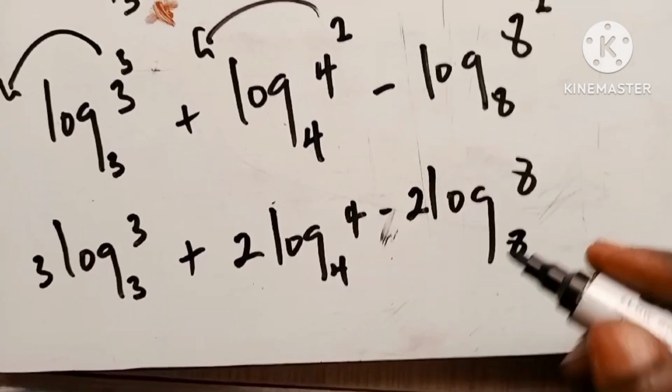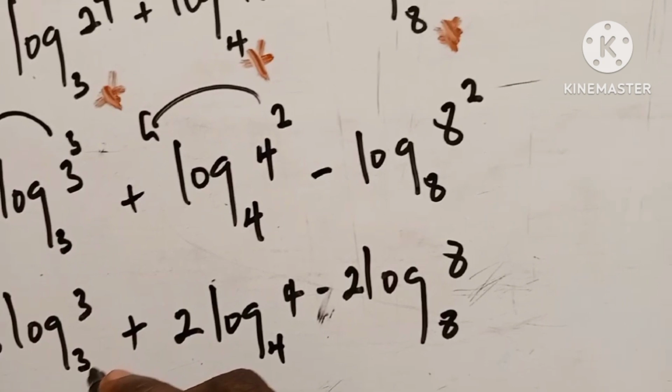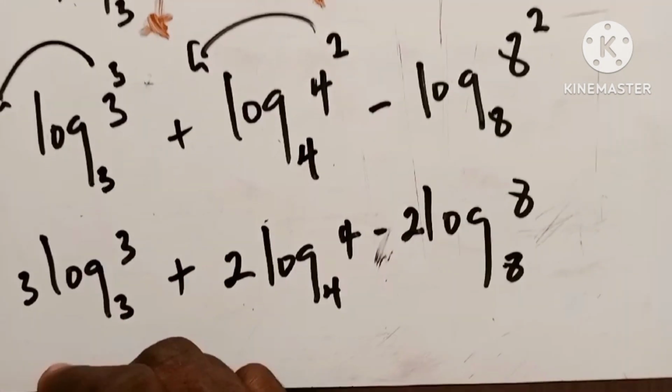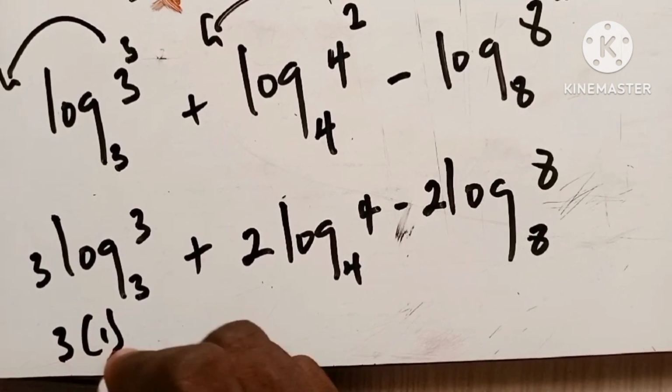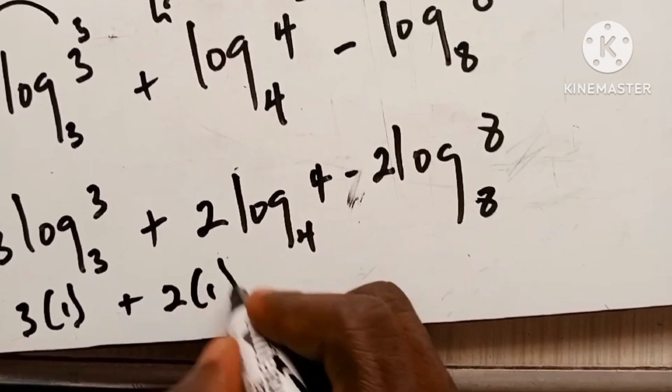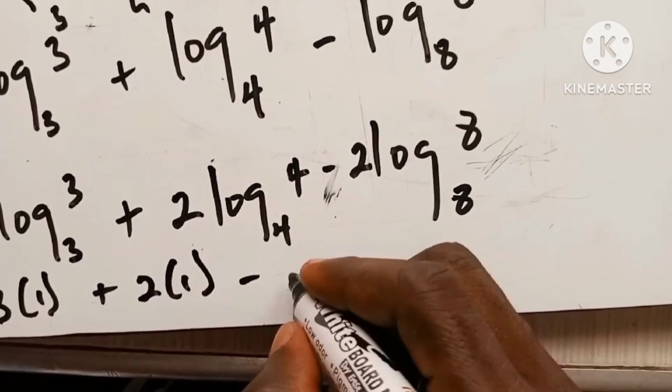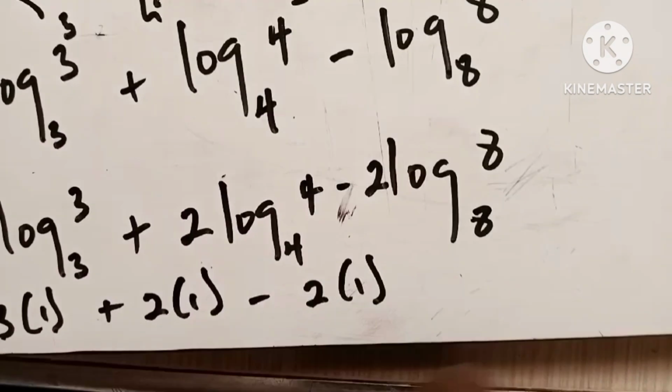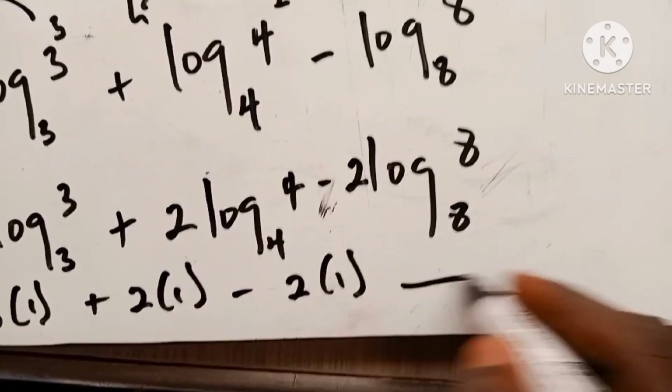So we are free to go down, because we know that log of the same base is just equal to 1. So that should be 3 multiplied by 1 plus 2 multiplied by 1 here, and then minus 2 multiplied by 1. So what do you think the answer to this thing will be?